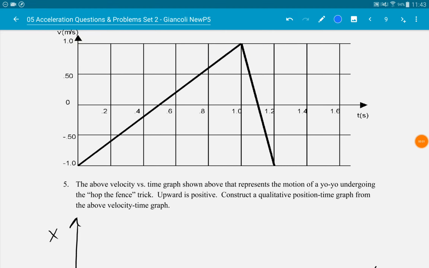Welcome back. We're in acceleration questions and problems set number 2, the new problem 5. All right, so here we're given a velocity time graph. Well, that's important. Velocity is on the vertical axis there.